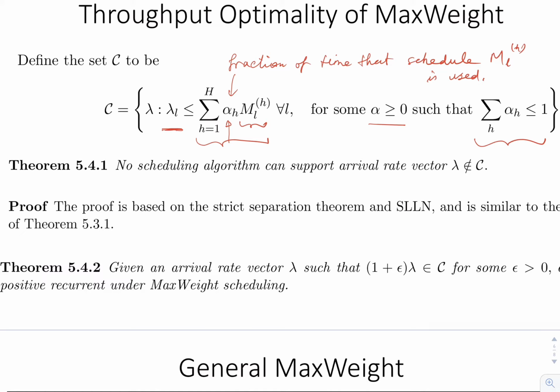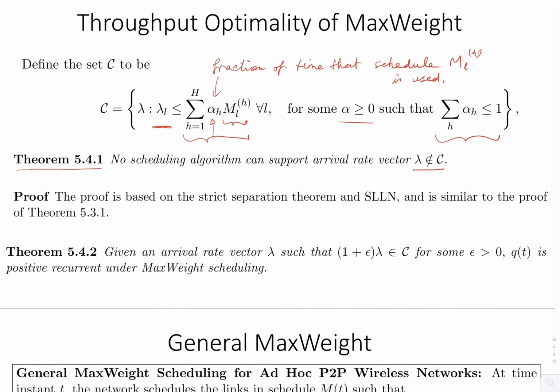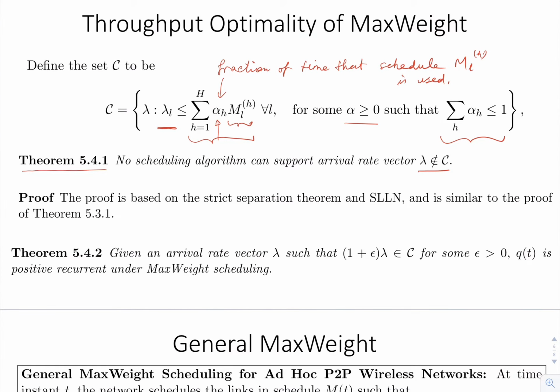Clearly, this is a very logical guess for a capacity region of the network. And Theorem 5.4.1 proves, in fact, that no scheduling algorithm can support an arrival rate vector that's outside of this region C. The proof is very similar to the proof that we did before for the bipartite graph example. Now, because of the conflict structure, our graph is not bipartite, clearly, but the proof idea is very similar. It goes through similar steps. Okay, you can read this from the textbook.